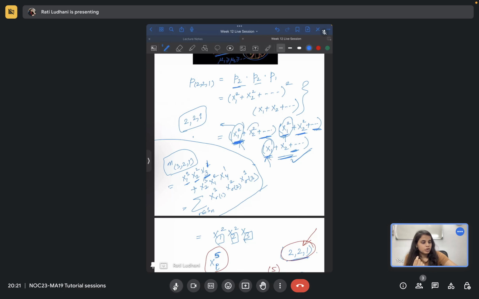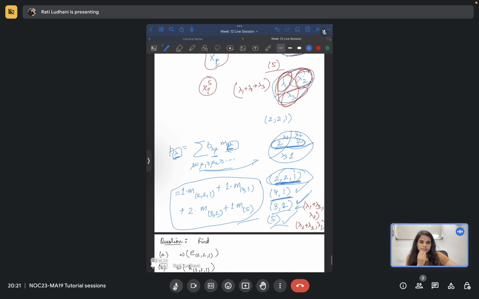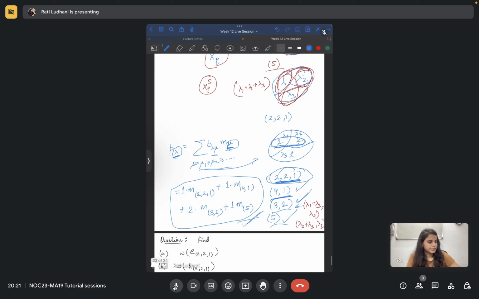So what you can have, you can start with 2 here and you add this, and you keep all the options for the second part. Other option is you add this and this, and you keep this option to be separate. So you get all the options which we just discussed. So you get exactly this equality. Okay, great.